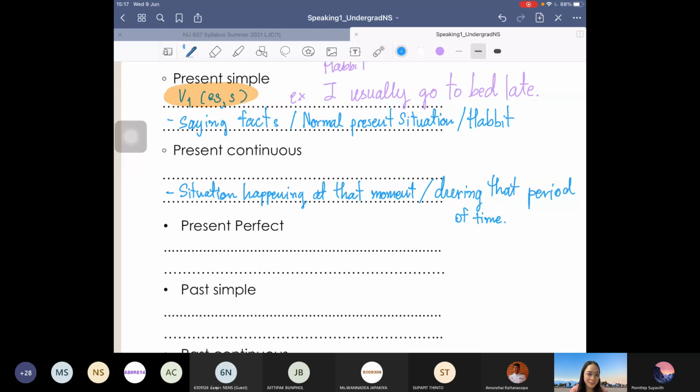The structure of present continuous is very easy, right? It's just is, am, are plus verb-ing, or gerund. Just that.